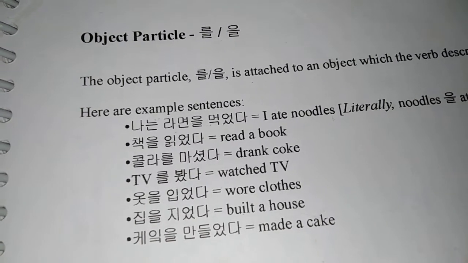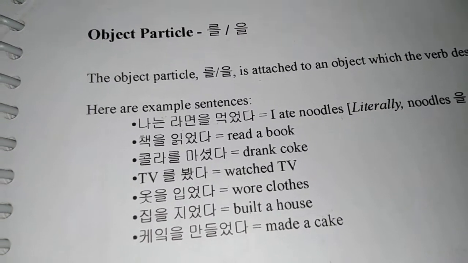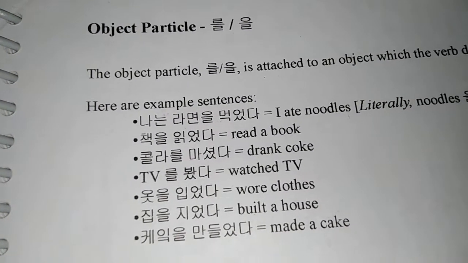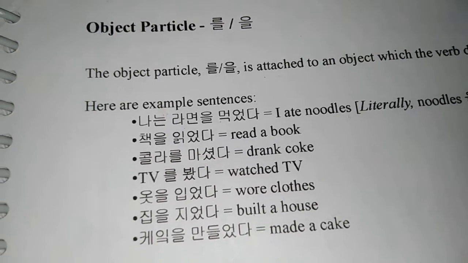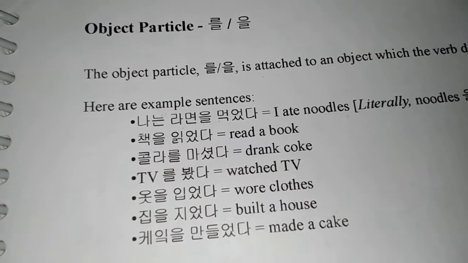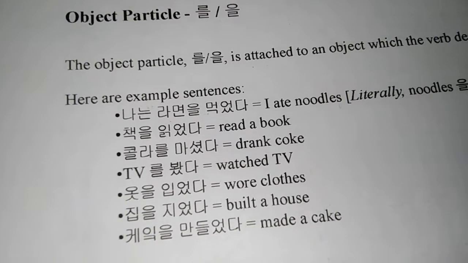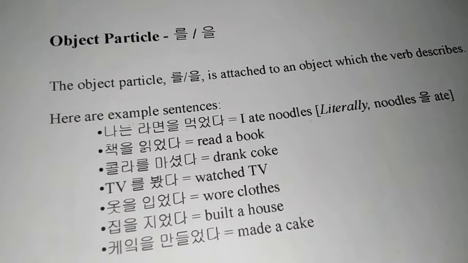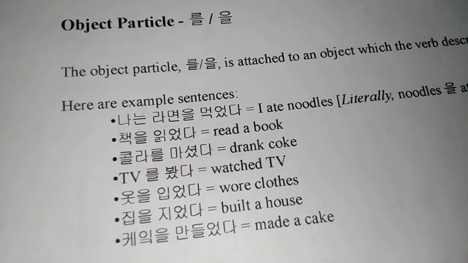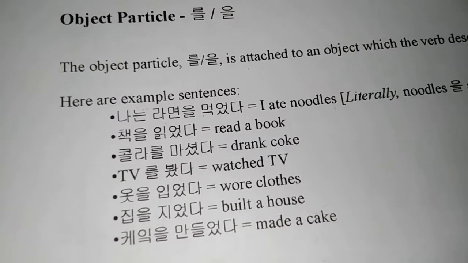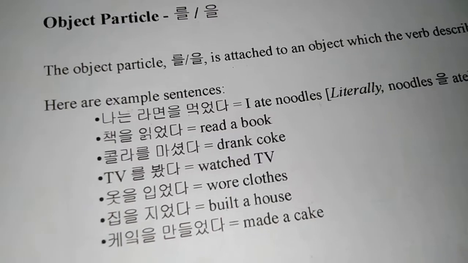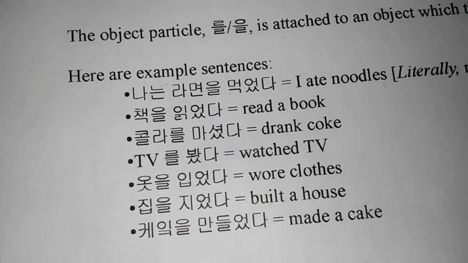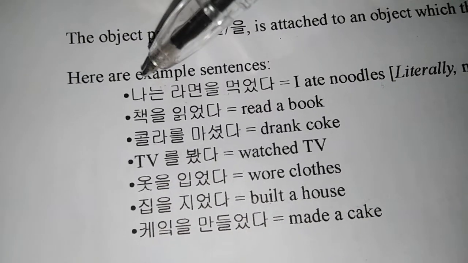So now coming to our lesson, the object particle, that is 를 and 을. As the name suggests, the object particle is used with an object. The object particle succeeds the object, and it is used to help the verb describe it. The object particle helps the verb to describe the object. That's how it works, and you'll understand it better once you see some examples. So we'll look into it.